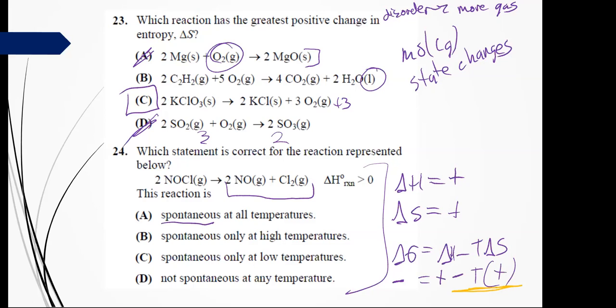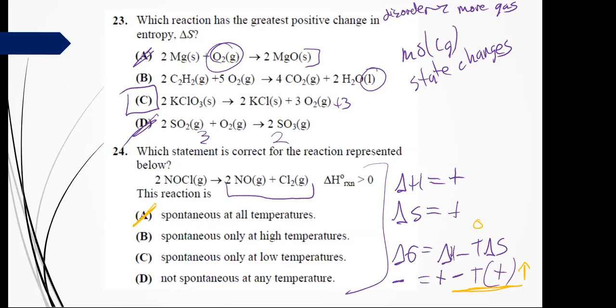Right? As our temperature increases, this term will become bigger and then we'll get to that negative side. So you can imagine that if you put in 0 here for our temperature, our delta G is going to be positive, and so it's going to be non-spontaneous. So we know that it can't be spontaneous at all temperatures, because if we put a 0 there, then it's going to be positive.